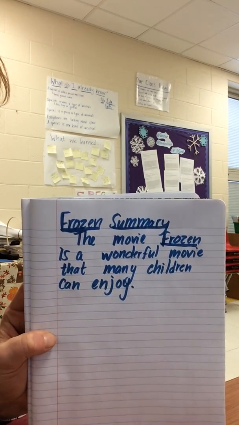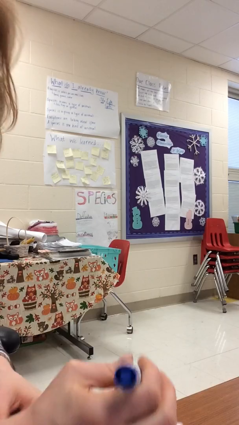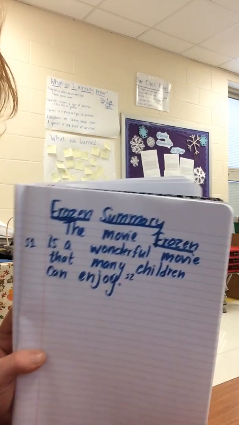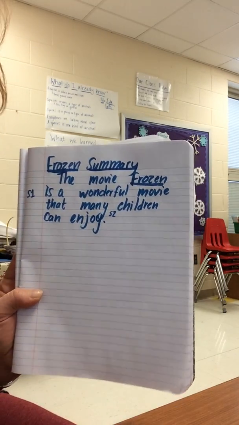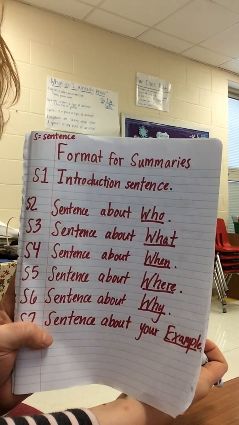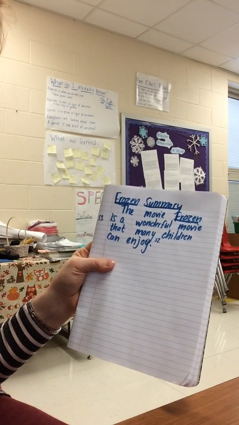I'm going to put a little mark over here to help me remember that this was sentence one and I've already got it done. Okay? Now I'm going to go on to sentence two. I'm going to make a little mark up here. Do you see that? Right there. That helps me know where I'm at. I'm at sentence two. And I can go back to the strategy page and check off what I've gotten so far. Okay. So, sentence two is supposed to be a sentence about who?